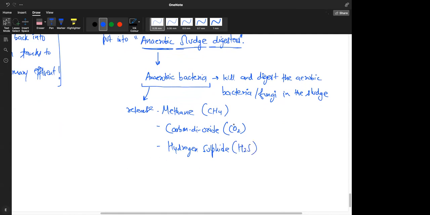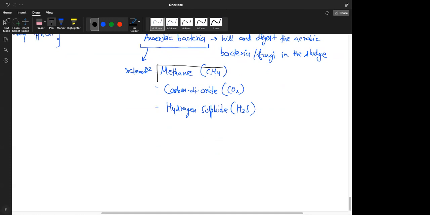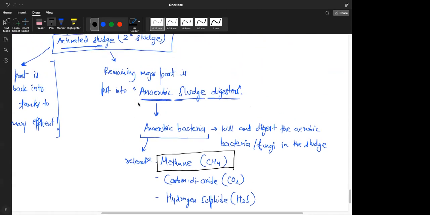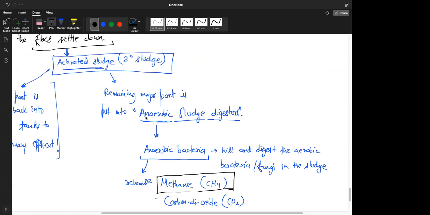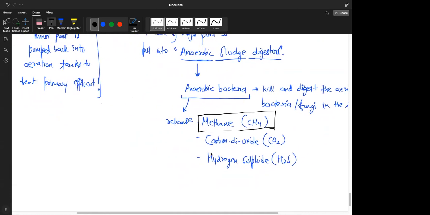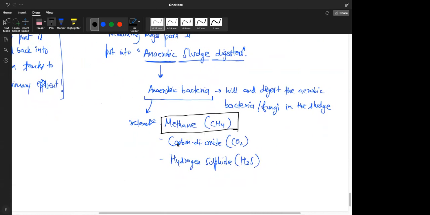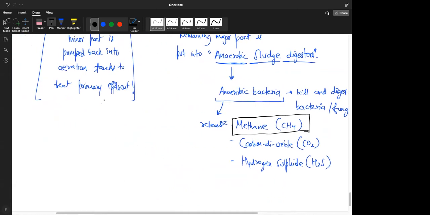Majorly these gases are released, out of which this methane, can you tell me what is methane as a gas? The biogas. Yes, perfect. So methane has the potential to be used as a fuel. So now you understand why we are doing all this: killing the aerobic bacteria, putting it in anaerobic sludge digestion, using anaerobic bacteria to kill and digest them to produce methane. Because this methane, so what happened to this part?